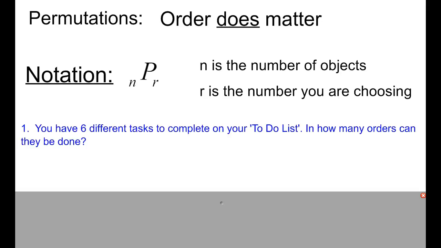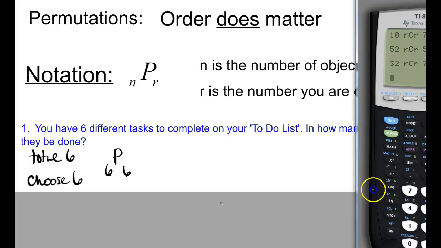Okay, welcome back. You have 6 different tasks to complete on your to-do list. How many orders can they be done? How many am I choosing, guys? I know what my total is. My total's 6. How many am I choosing? I need to do them all. So I'm choosing 6. Well, that's kind of weird, but it works out. What is 6P6? Let's plug that in our calculator. Then I'm going to come show you something else.